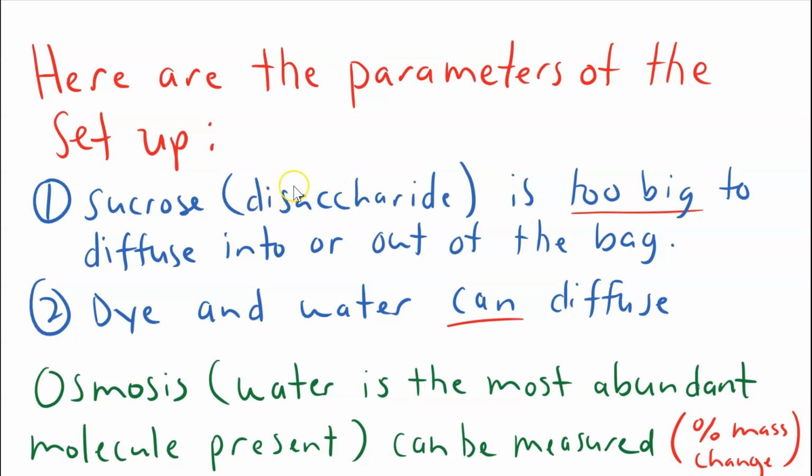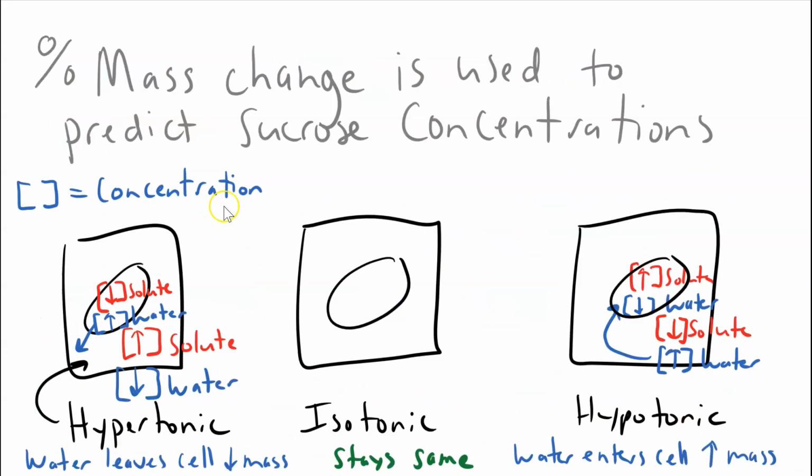Monosaccharides like glucose can move, but we're not working with that molecule for this reason. We want to keep the solute either in the bag or out of the bag to eliminate diffusion of the solute as a possibility in this experiment. We just want to track osmosis, which will contribute to mass gain or loss in the bag because water is going to be the most abundant molecule here. So we're going to calculate this as percent mass change.